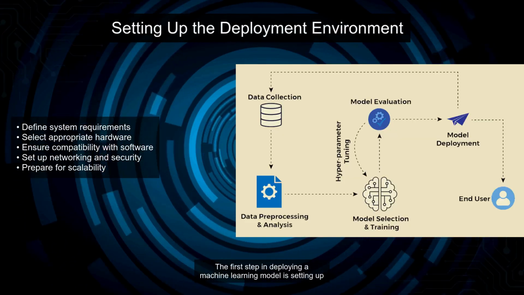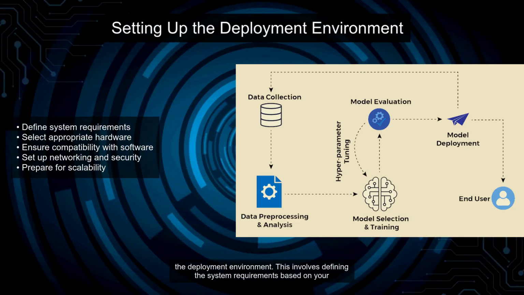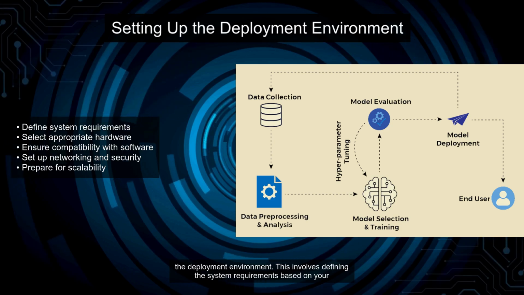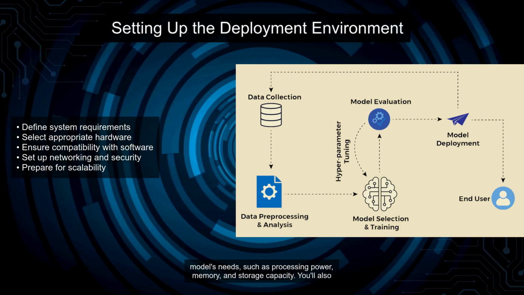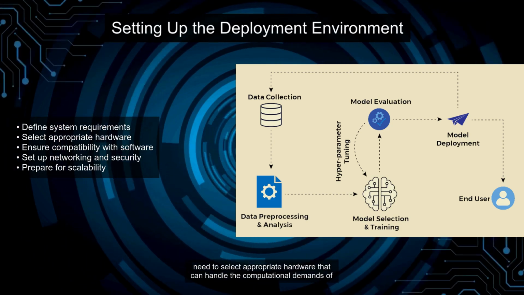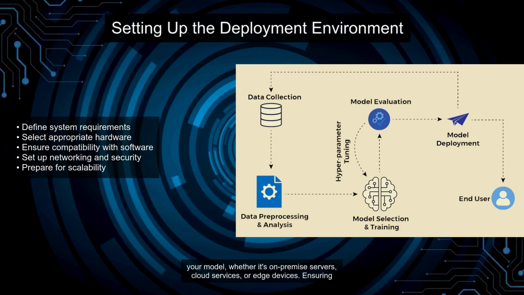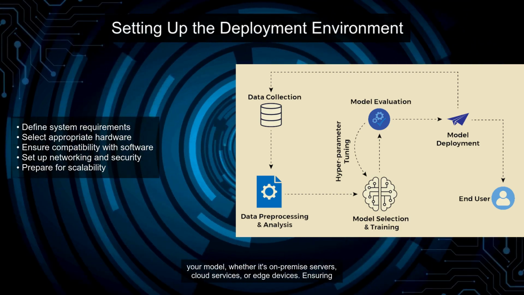The first step in deploying a machine learning model is setting up the deployment environment. This involves defining the system requirements based on your model's needs, such as processing power, memory, and storage capacity. You'll also need to select appropriate hardware that can handle the computational demands of your model, whether it's on-premise servers, cloud services, or edge devices.